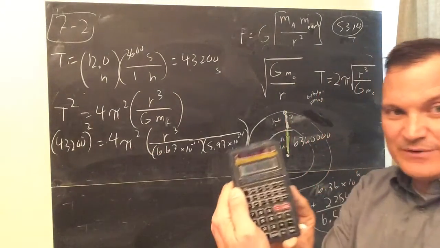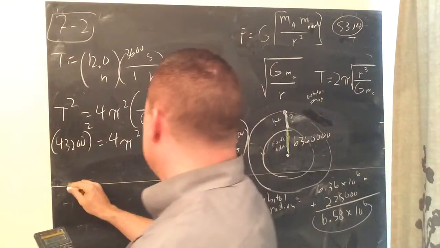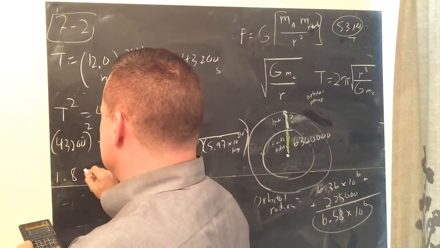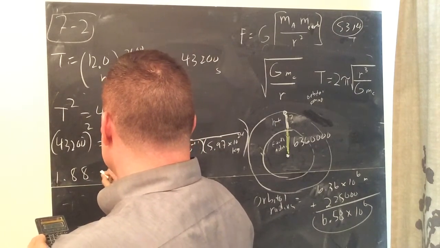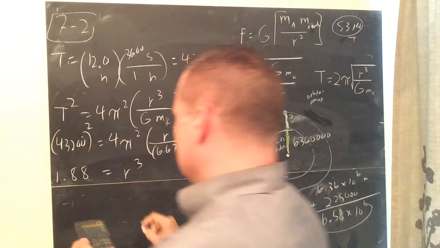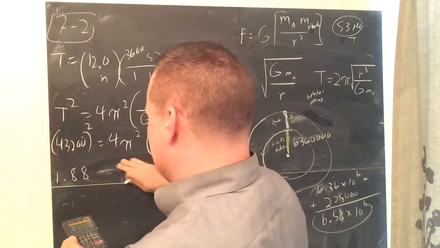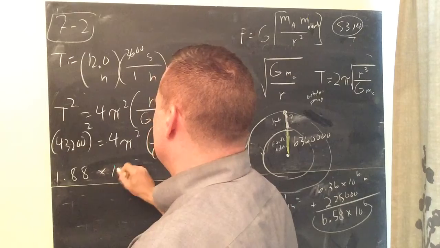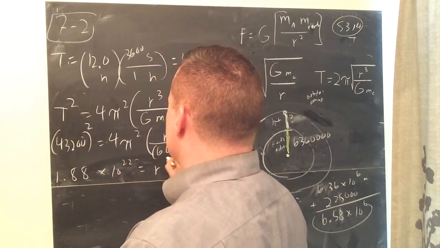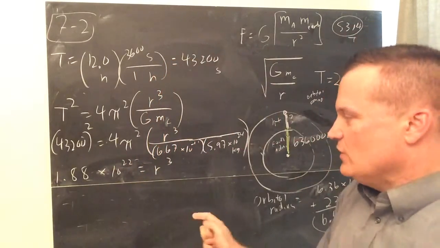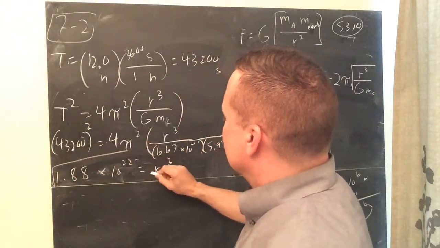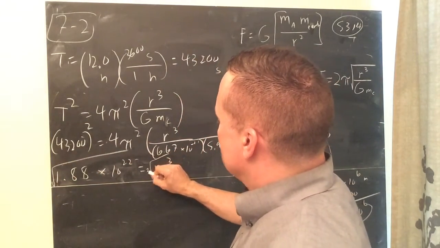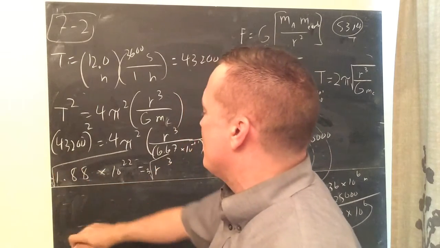And I get this number, really big number. I get 1.88, 3 sig figs is all I can use here, equals r cubed. Oh, 1.88, sorry, times 10 to the 22nd equals r cubed. Now, to get the cube root, some calculators, remember, have that, but instead, what you can do is just raise that to the 1/3 power.